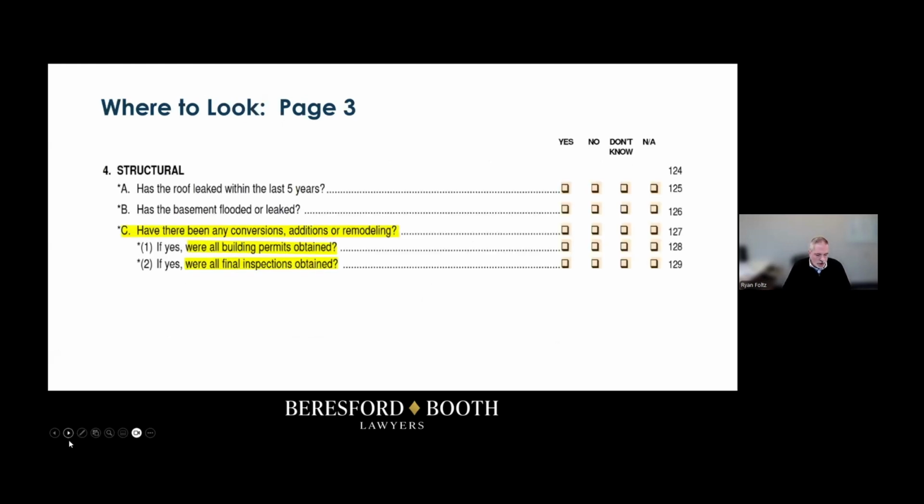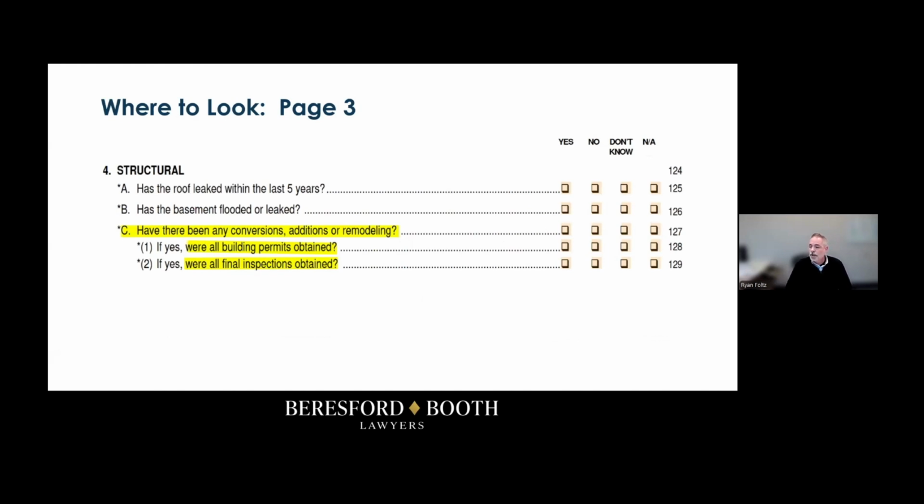So where to look? Page 3, look under structural. I've highlighted the portion that talks about whether there's been any conversions, additions, or remodeling. And so you'll see these boxes, yes, no, don't know. I've seen all different iterations of this. I've seen folks that have falsely stated whether there was a renovation or not. They hid it. They didn't tell you about it.